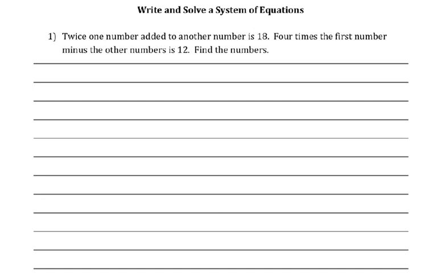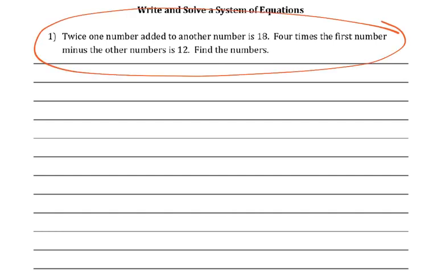Okay, now in the first video, hopefully those felt comfortable. In this video, you're going to write and solve a system of equations. And most important, you have to recognize, well, these are words. If I read this, it says, twice one number added to another number is 18. Well, it looks like that itself is just one equation.